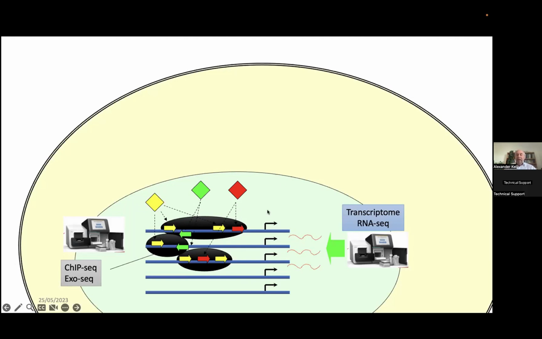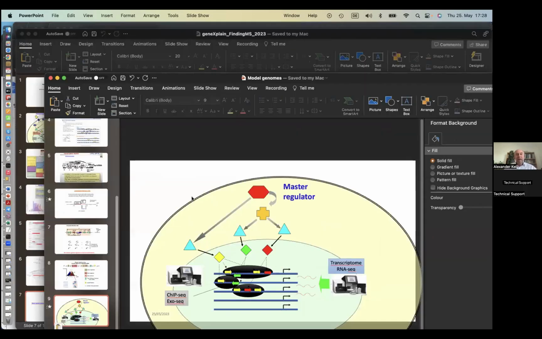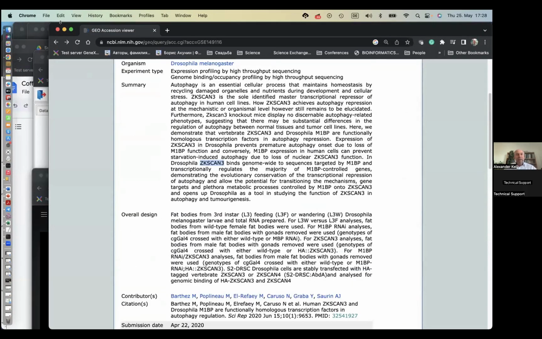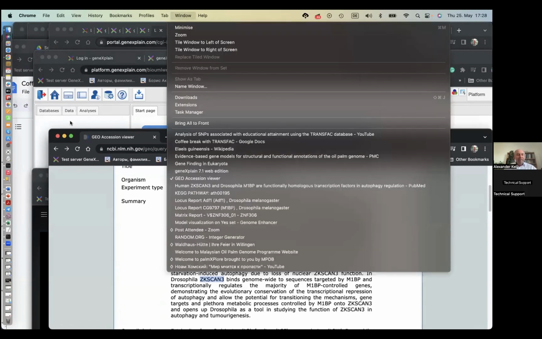So we can find the cofactors which help this particular factor to upregulate, to drive the genes, or maybe other cofactors which can drive the genes down-regulate the genes. So depending on the cofactors, the same transcription factor can either upregulate the genes or down-regulate the genes. Okay, so that's on the schema.